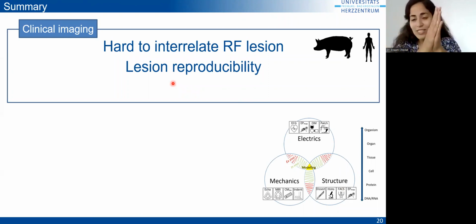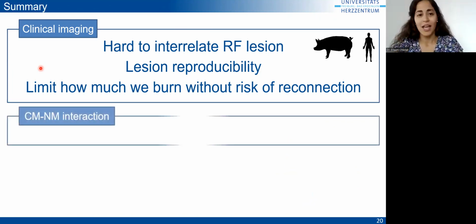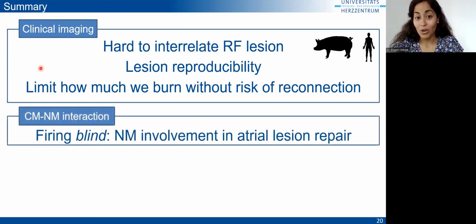Secondly, it's important to note that there's a problem with lesion reproducibility. While we are always aiming to ablate the exact same way, no two scars have been the same. And that scar by radiofrequency is still actually quite large. So we would like to be able to further limit how much we burn, without the risk of getting reconnections. In terms of non-myocytes, there's tons of them in the lesion. I think they're highly involved in atrial lesion repair.